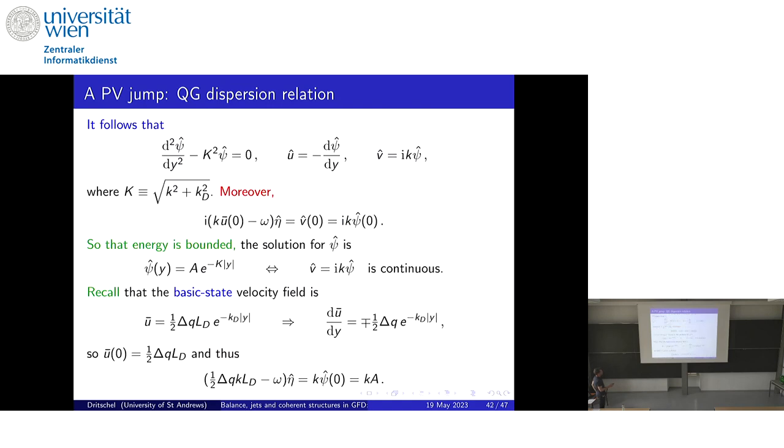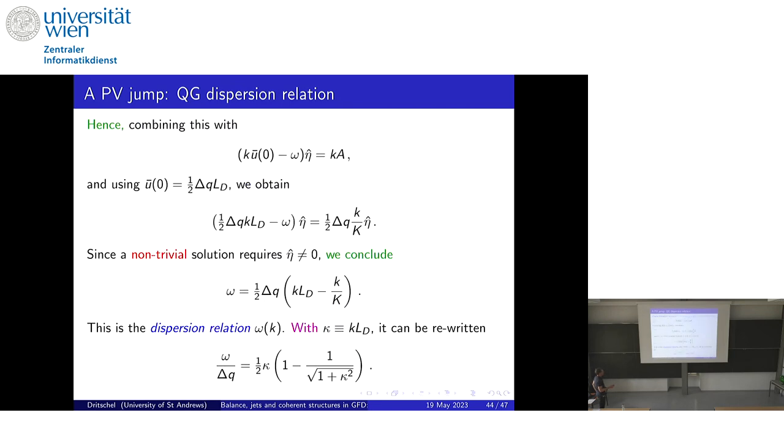Combining that equation with the one we found before, sticking these two equations together and getting rid of A, you get a single equation. So that's the one we had before. You get a single equation involving eta hat. You don't want eta hat to be zero, and you get the dispersion relationship here. So this is maybe not so obvious.